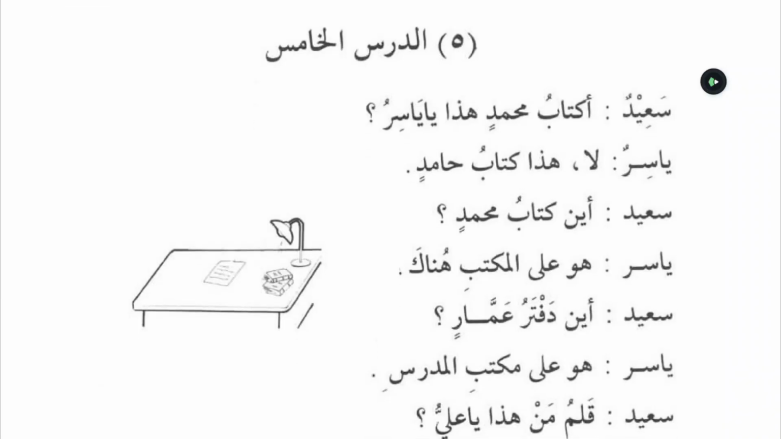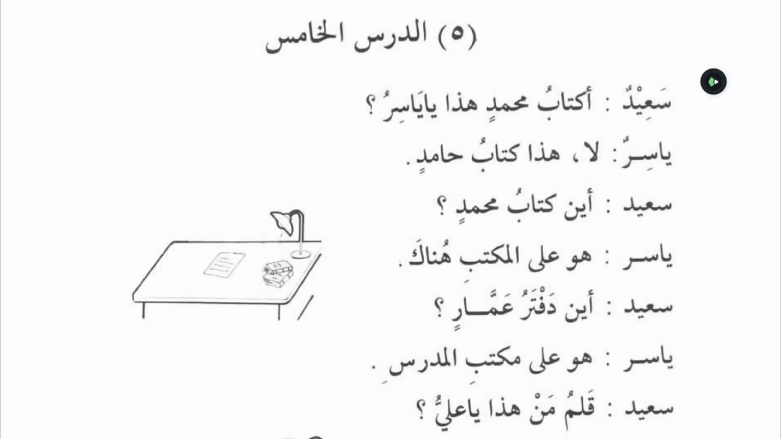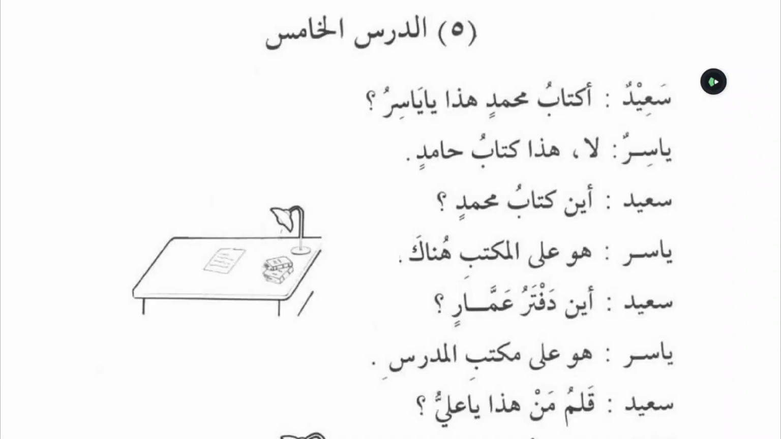In the fifth lesson, he teaches the mudaf mudaf ilayh combination. And in order to teach this, he has a dialogue going on. Sa'id says, Akitabu Muhammadin hadha? The alif is for questioning. I told you before, it's for questioning, right? That's why you have a question mark at the end.